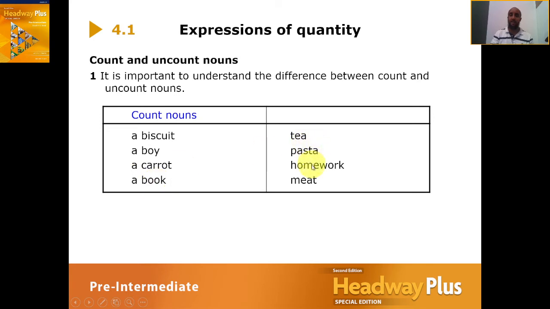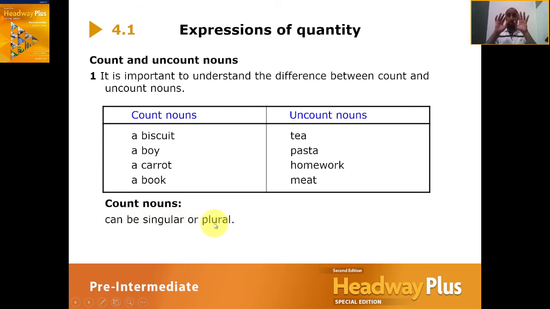And here we have uncountable nouns, okay? So they can't be plural. They can only be singular here. And this is uncountable. Just to remind you, countable nouns can be both singular or plural. And how do we normally write the plural?